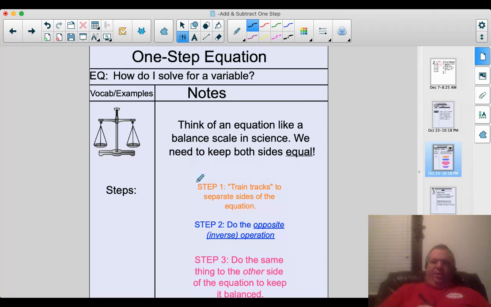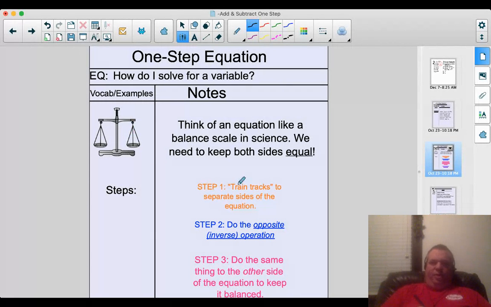So the steps that we're going to be doing, and these are ones you want to have down. To solve the equation, there's going to be 3 steps. And when you're doing this, I want you to think of a balance scale in science. Hopefully you've seen scales like this at some point. The idea is you need to keep both sides of the equation equal. So an equation is a lot like a set of balance scales.